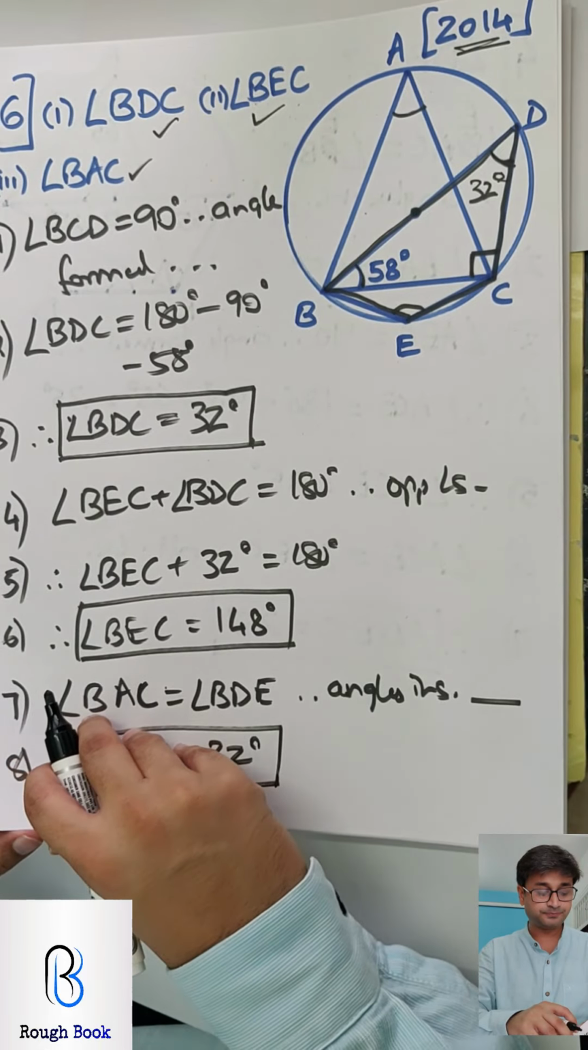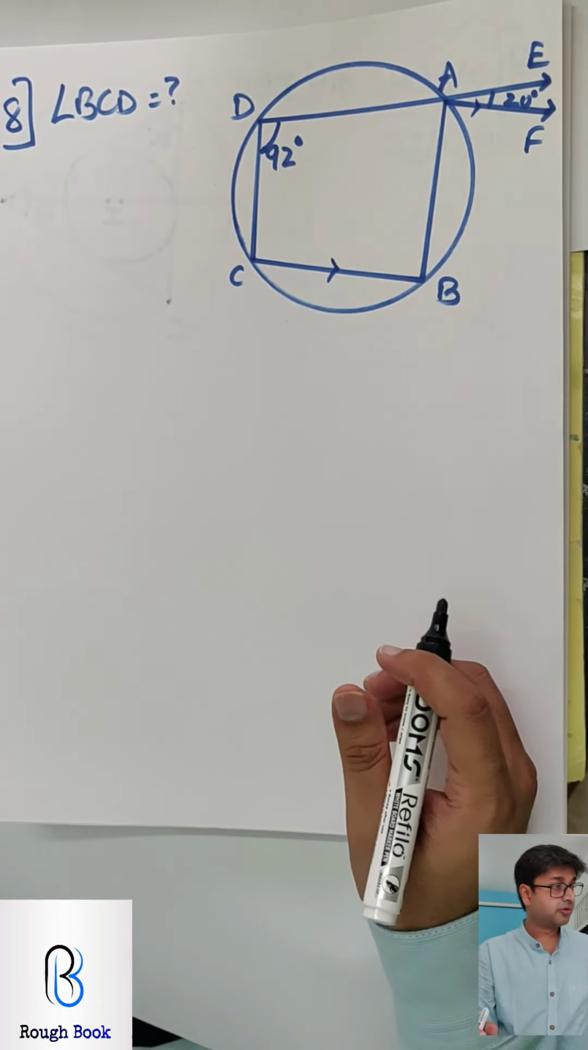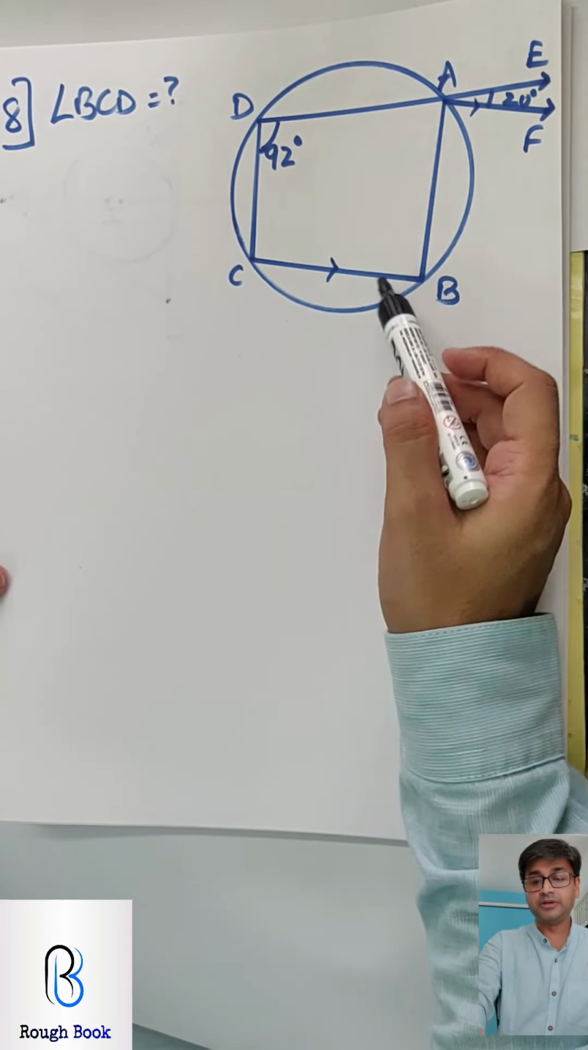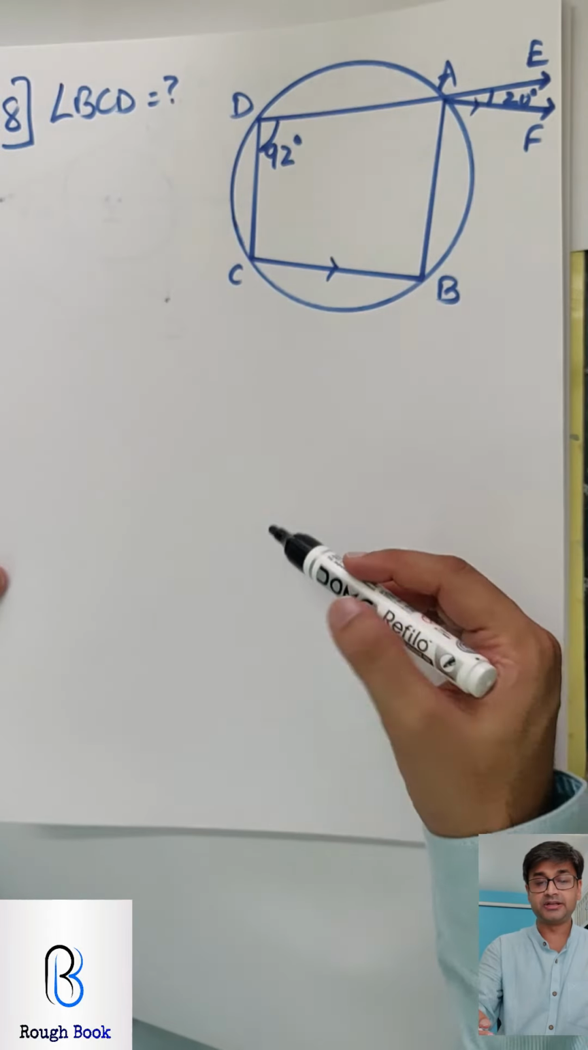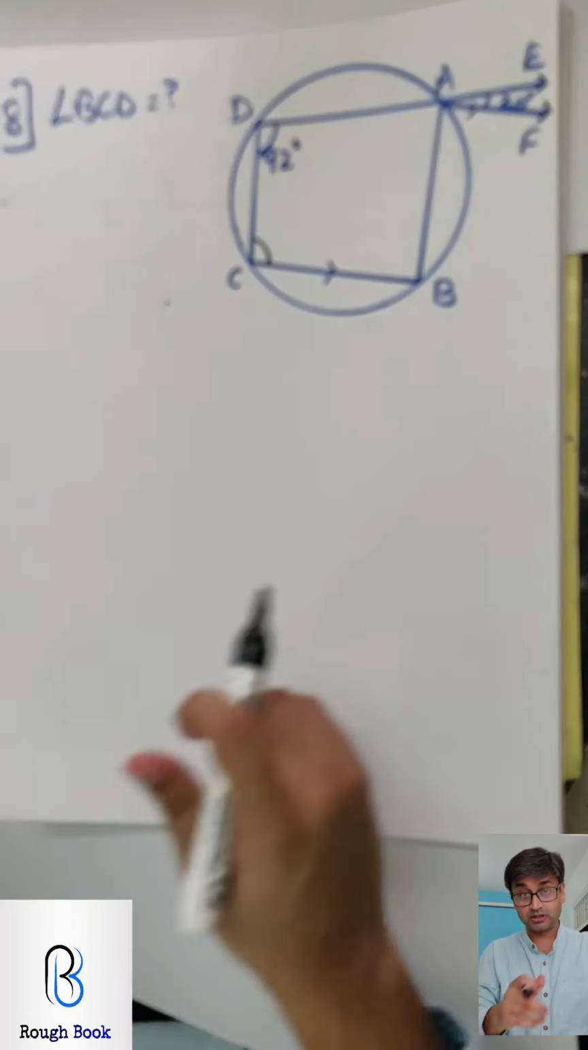Let's go with the next one. Sum number 8. Come on. The diagram is right in front of you, and it's not difficult either. AF is parallel to BC. This is 92. This is 20 inside. Your target is BCD, this angle here. So can you get this one?